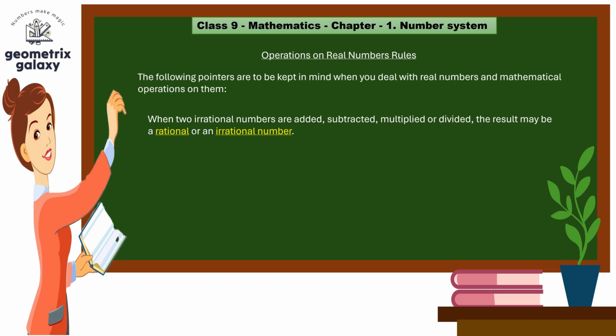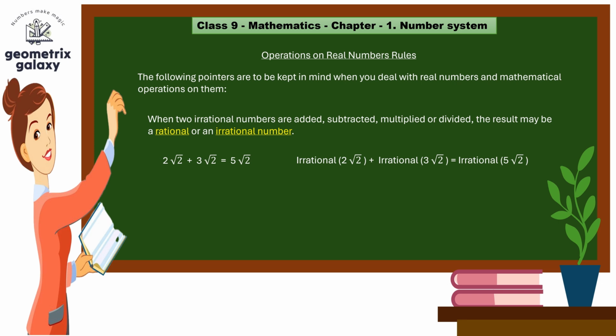So I am going to take 2 irrational numbers and add. Okay, so I am taking 2 root 2 plus 3 root 2. If I add, I will get 5 root 2. That is, irrational number plus irrational number gives an irrational number.